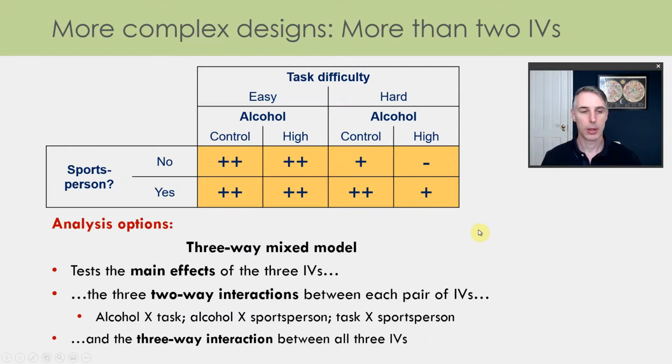Now with this design, our analysis options are a 3-way mixed model. Okay, so again, just like a between participants 3-way analysis of variance, we will get 7 different effects. We'll get the 3 main effects of each of the independent variables collapsed across the others. We will get the 3 possible 2-way interactions between each of the IVs, so alcohol by task, alcohol by sports person, and task difficulty by sports person. And finally, the 3-way interaction between all 3 of the independent variables.